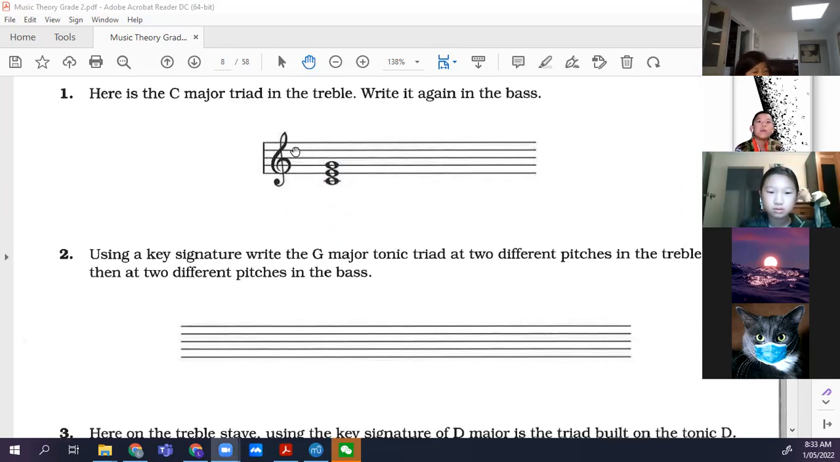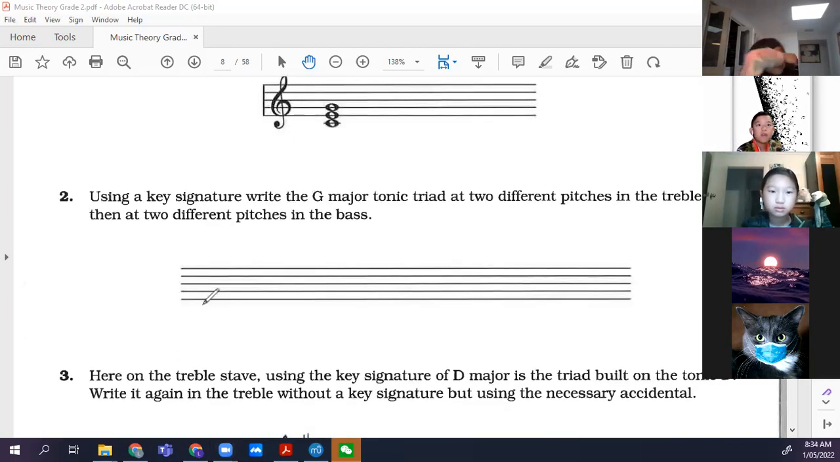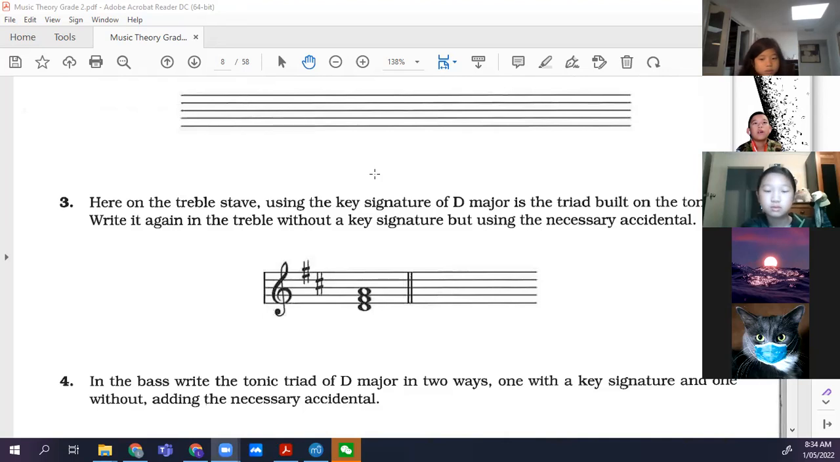And of course, we could use a key signature for tonic triads. We've already learned that as well. Like, for example, here's a treble clef. This is very badly drawn. We have the key signature of G major, and the tonic triad will be G, B, D. Like we've already learned this all for grade 1.